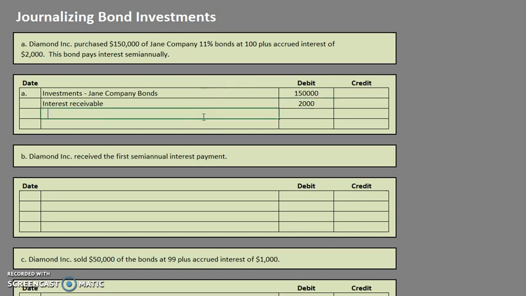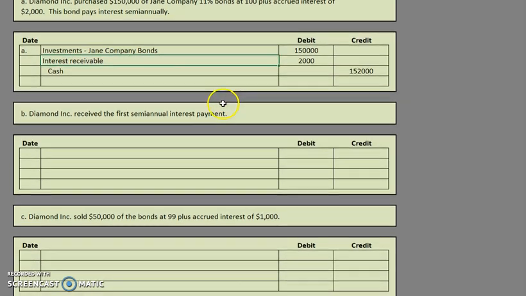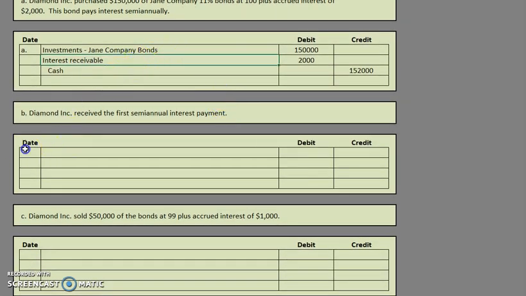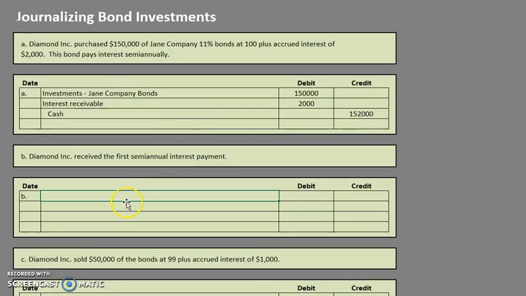So in total, we are paying cash of $150,000 plus $2,000. So we're paying a total of $152,000 cash. Now, again, keep in mind that $2,000 for interest receivable. It'll come into play here once we get to B. Now in B, it says that we're receiving the first semi-annual interest payment. So let's go ahead and record that we're receiving that interest via cash, of course.